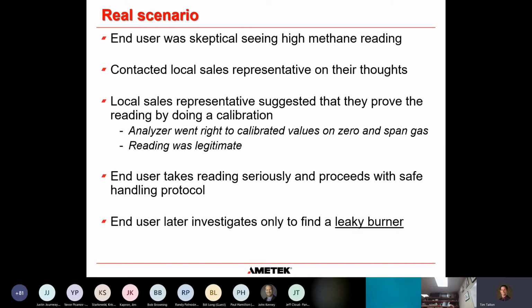And so the end user took the reading seriously, proceeded with the proper safety protocol, and only later on found that it was a leaky burner. So combustible measurement aside, oxygen measurement aside, in that particular case, it was the high methane reading that became an indication, among the other measurements, that provided the early detection for a safety risk.